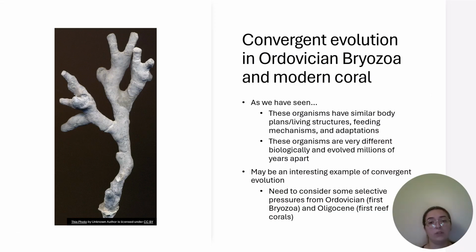So, investigating convergent evolution in Ordovician bryozoa and modern coral. As we've seen, these organisms have similar body plans and living structures, feeding mechanisms, and adaptations. However, these organisms are very different biologically and evolved millions of years apart. But this may serve as an interesting example of convergent evolution. We have to consider some of the selective pressures from the Ordovician and the Oligocene, because the Ordovician is where the first bryozoa came about, and the Oligocene was where the first reef corals came about.